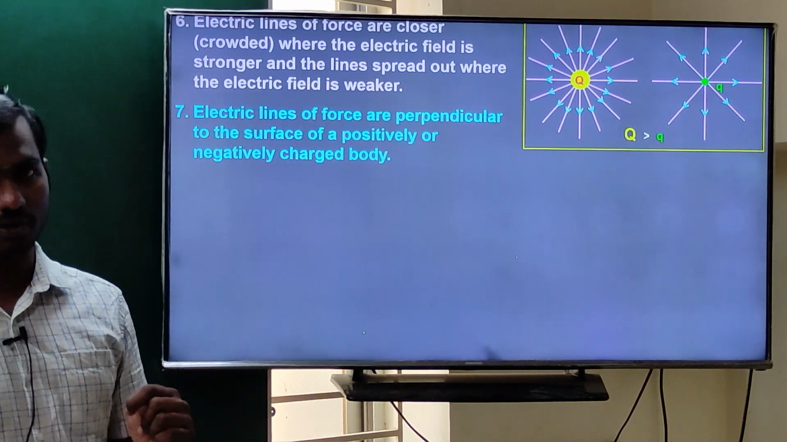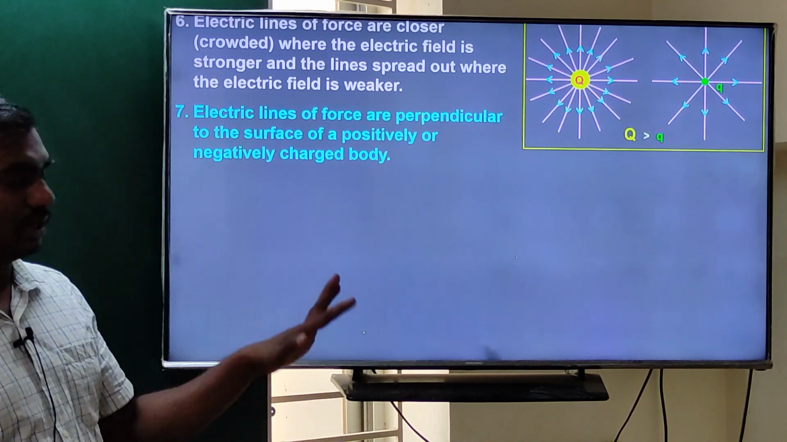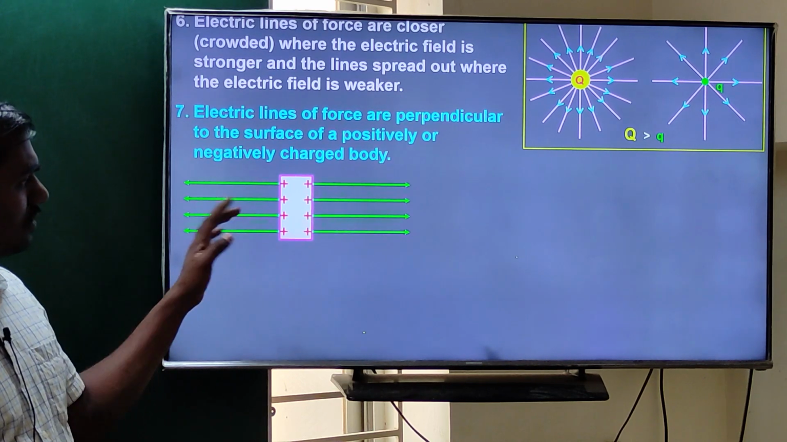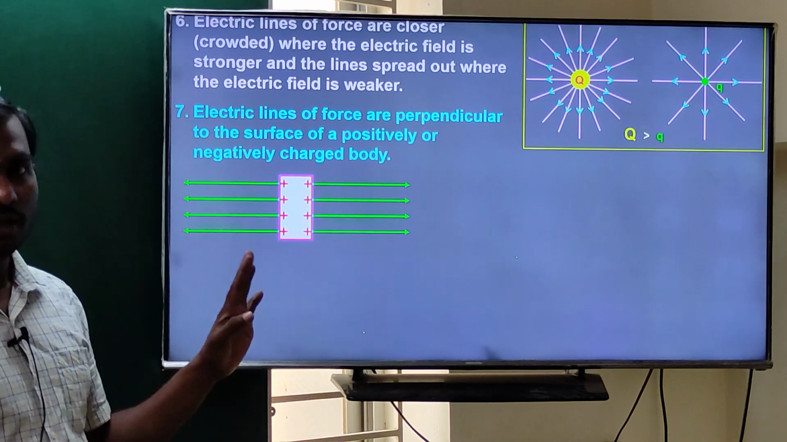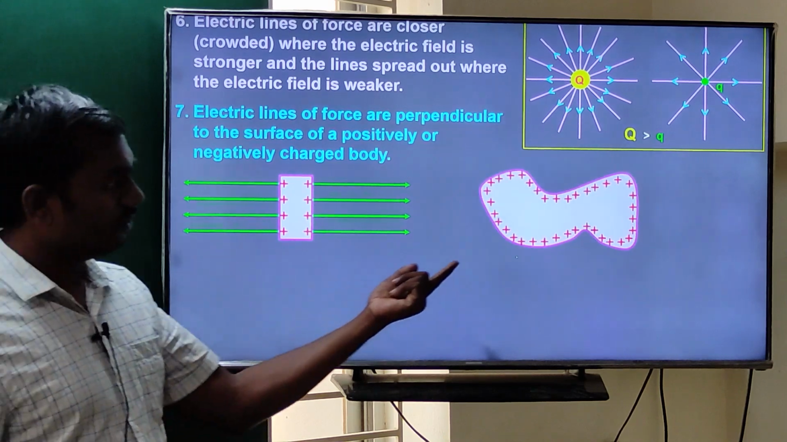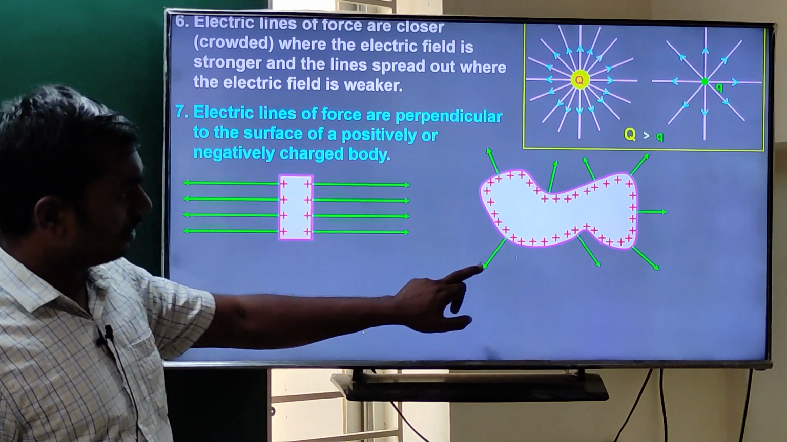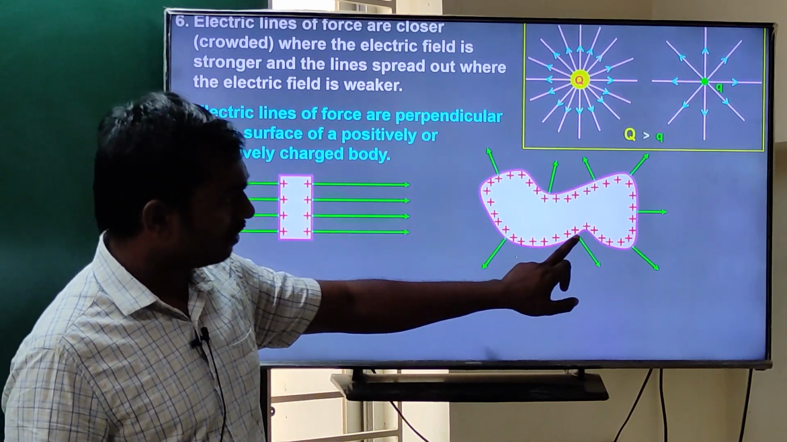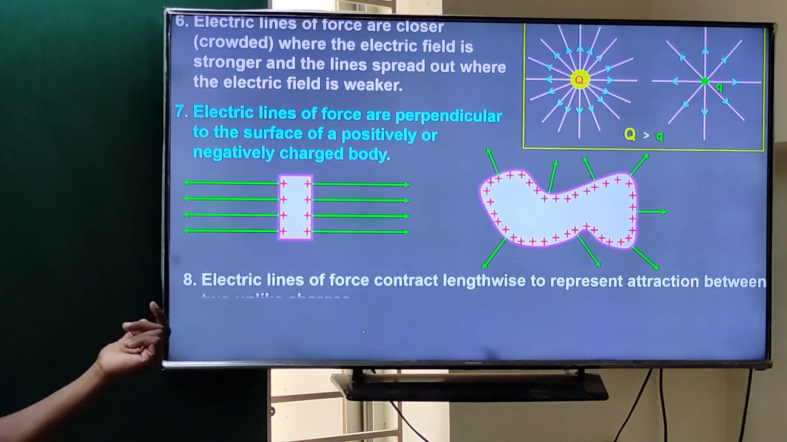The electric lines of force are perpendicular to the surface of a positively or negatively charged body. If we have any kind of surface, it may be a circle, a rectangle or a square, the electric field lines are always perpendicular to the surface. If you have an arbitrary structure, then here also at a particular point the field vector is perpendicular to the surface at that point. This is point 7.